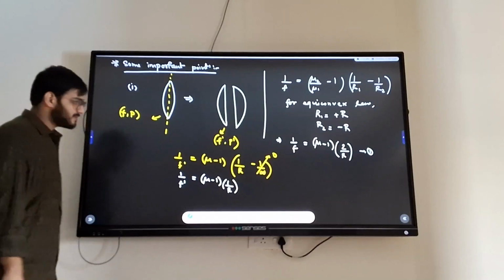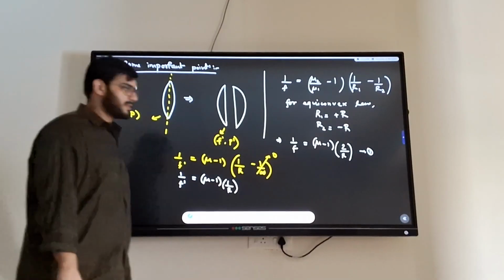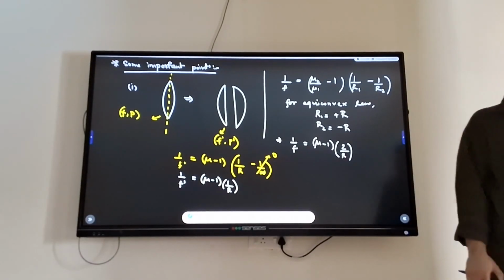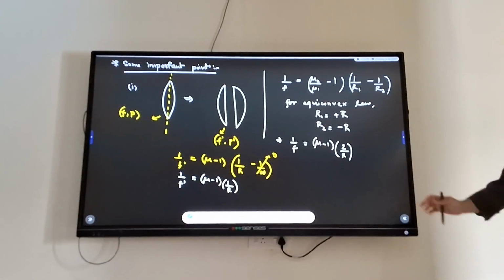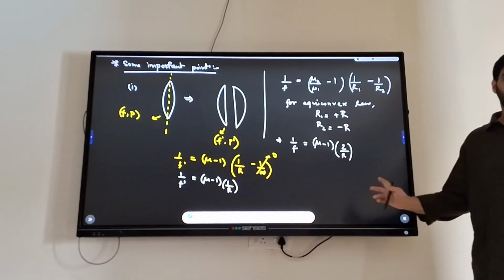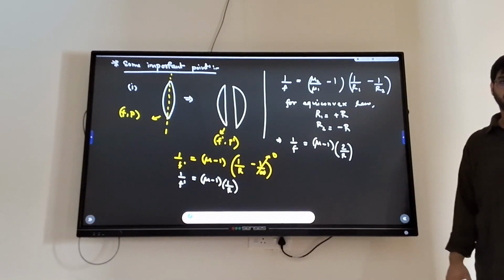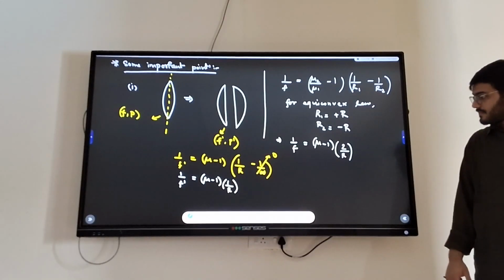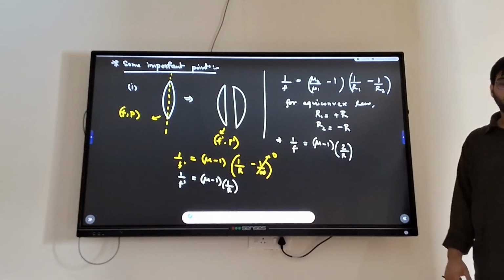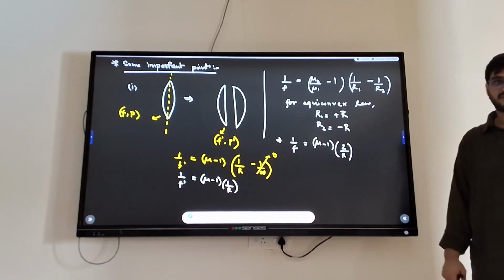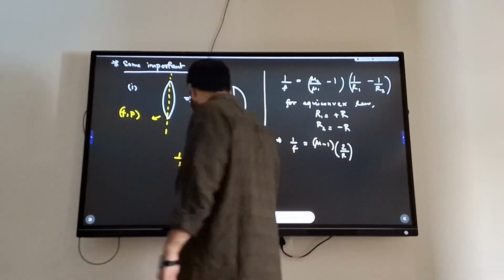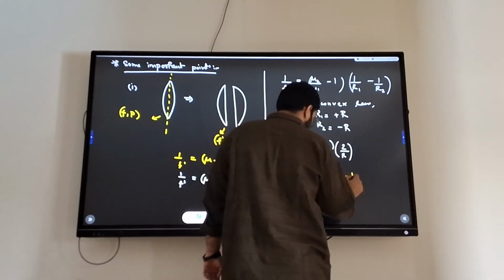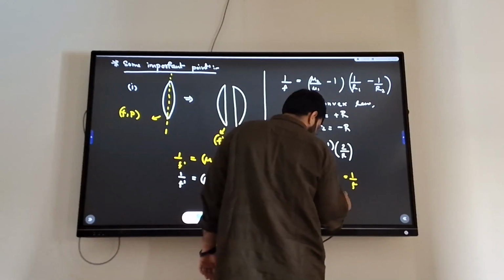Then can you make some kind of relation between 1 by f and 1 by f dash? Is there any relation between them? I think there is a factor of 2 somewhere. Tell me, what kind of equation will be formed, divide or multiply? I think 2 by f dash is equal to 1 by f. Then what can you conclude? f dash is equal to 2f.